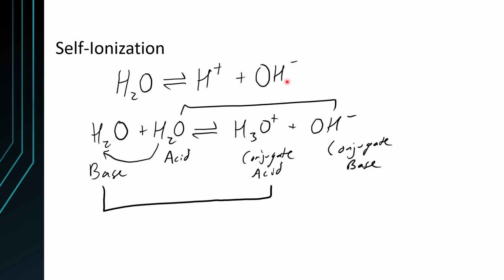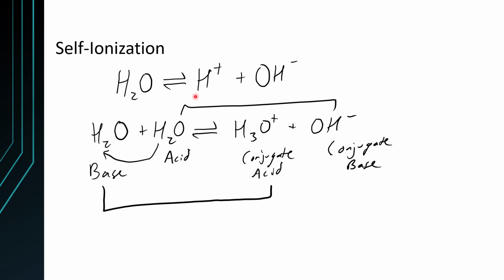Now, if we're being more accurate, you'll have several water molecules together, and one of the waters is going to act as an acid and another one will act as a base because water is amphoteric. The one acting as an acid will give away its hydrogen. The one acting as a base will attract a hydrogen. And so that will leave behind their conjugate pairs, which the conjugate acid is H3O plus or hydronium, and then the conjugate base is the hydroxide.